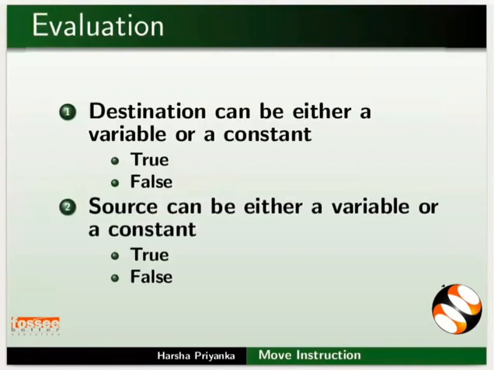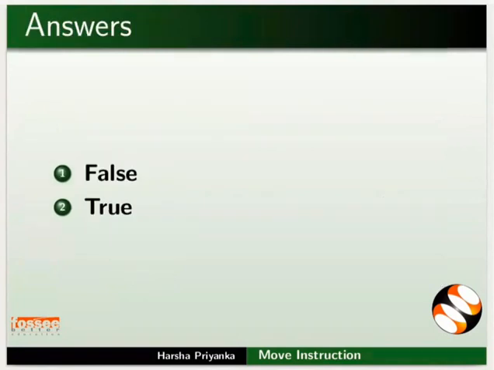Here are some self-assessment questions for you. First, destination can be either a variable or a constant, true or false. Second, source can be either a variable or a constant, true or false. Now, let us look at the answers. The answer to the first question is false. The answer to the second question is true.